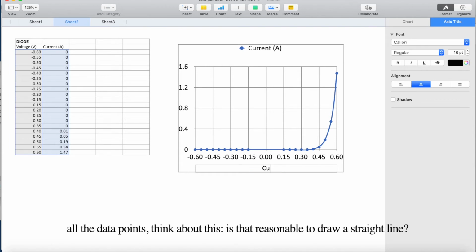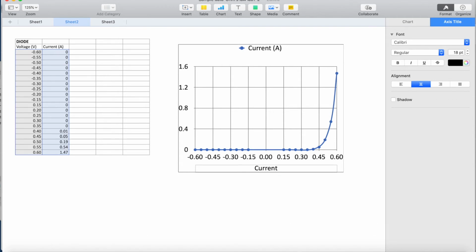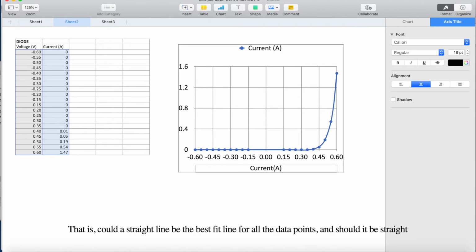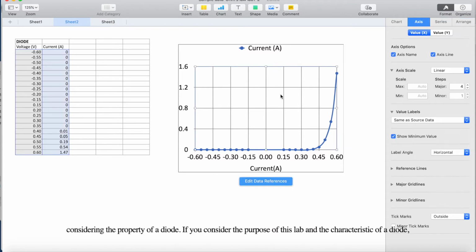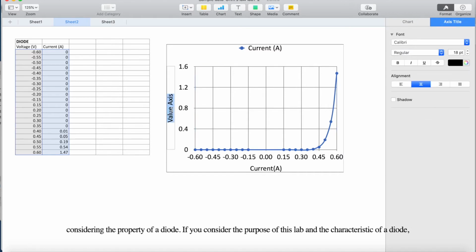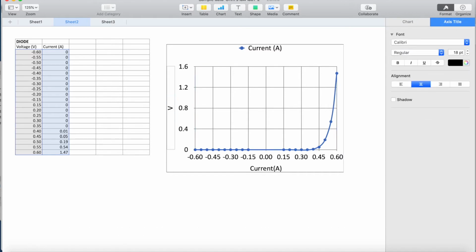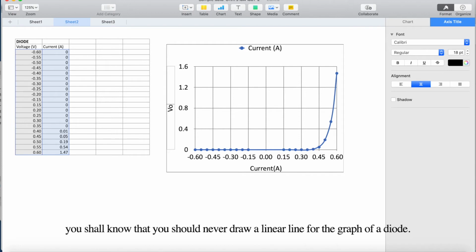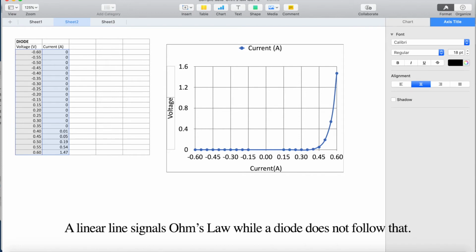Is it reasonable to draw a straight line? That is, could a straight line be the best fit line for all the data points? And should it be straight, considering the property of a diode? If you consider the purpose of this lab and the characteristic of a diode, you should know that you should never draw a linear line for the graph of a diode. A linear line signals Ohm's law, while a diode does not follow that.